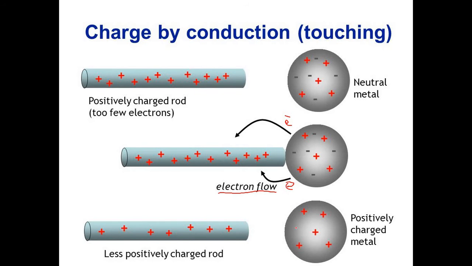After that, when we separate the materials, we will find out that this metal will become positively charged and this rod will become less positive. If we compare with the initial one, because of the electrons that flowed to the charged rod, this rod will become a less positively charged rod.